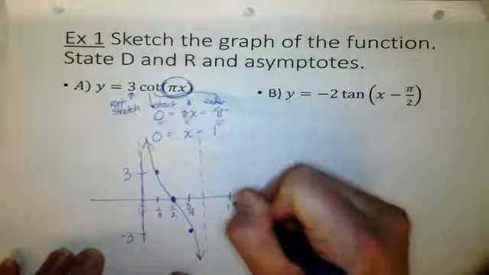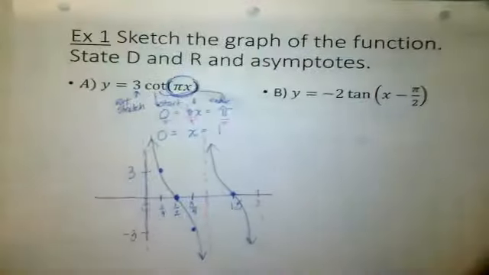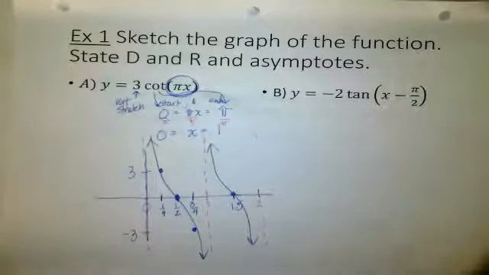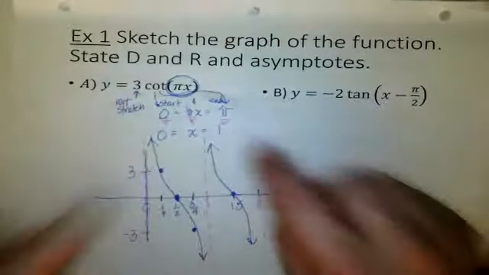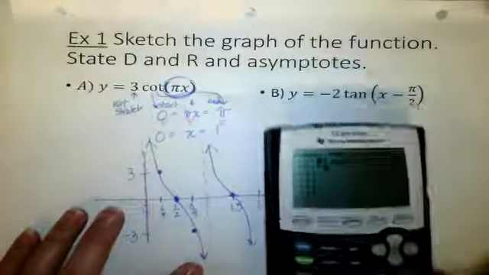At 1.5 would be another midpoint, and again, that's good. I don't need much. The asymptotes are the important part. And the reason I did a little bit more is so we could actually check this.